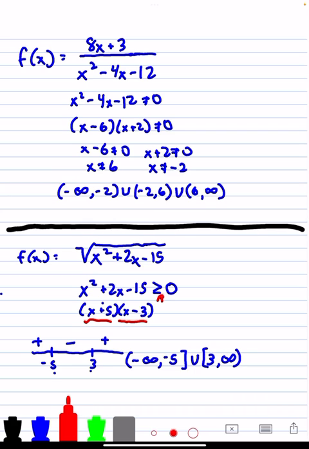This part, all the numbers between -5 and 3 will not work because those numbers would give us a negative up under the radical. Those will give us a negative number, and we know that we cannot have a negative under the radical. So this is our domain: from negative infinity up to -5, and also from 3 to infinity.